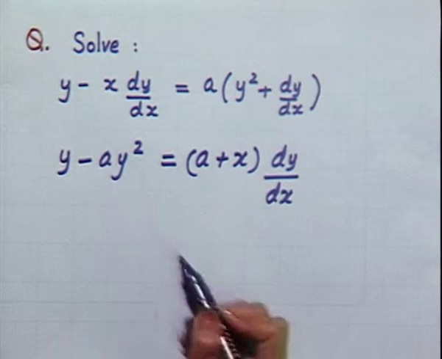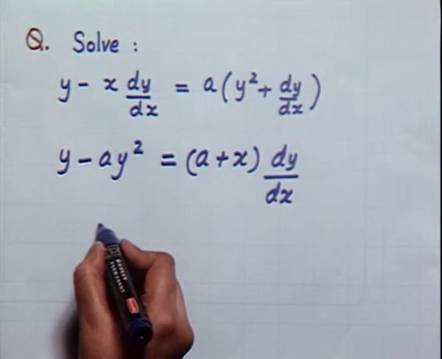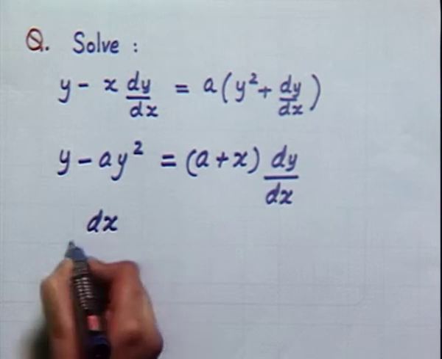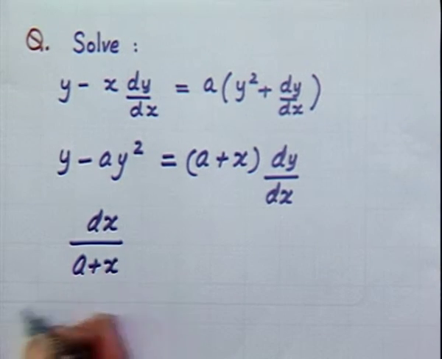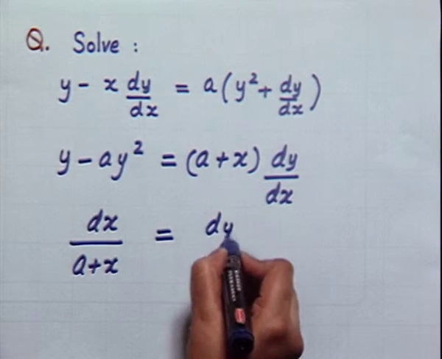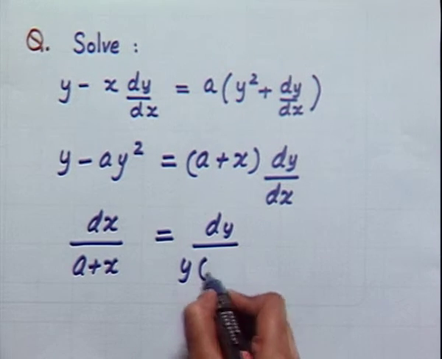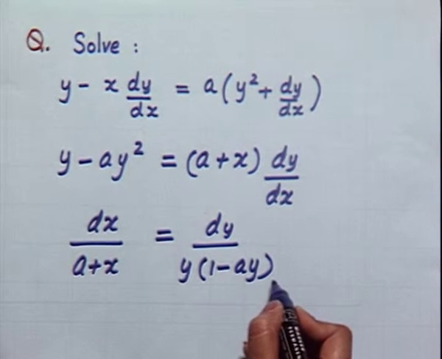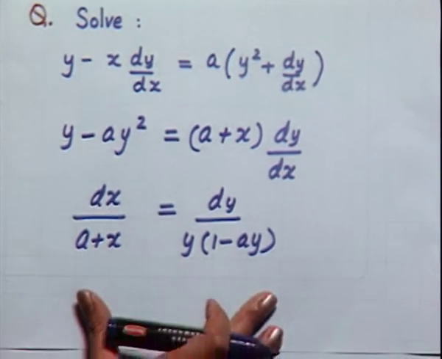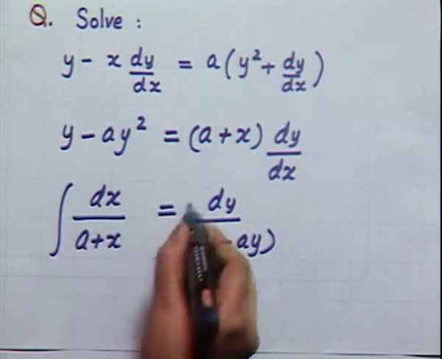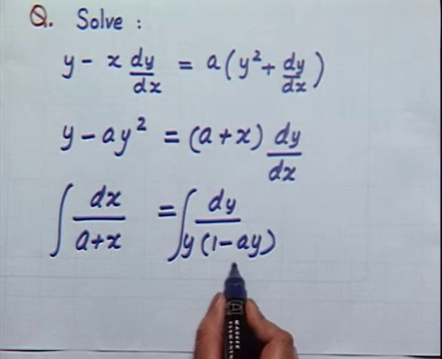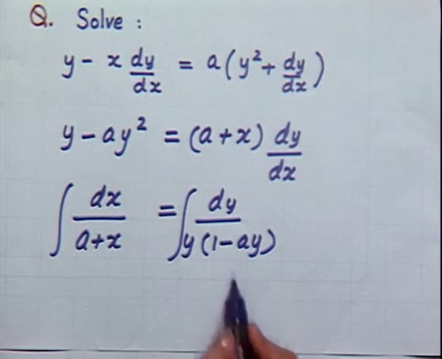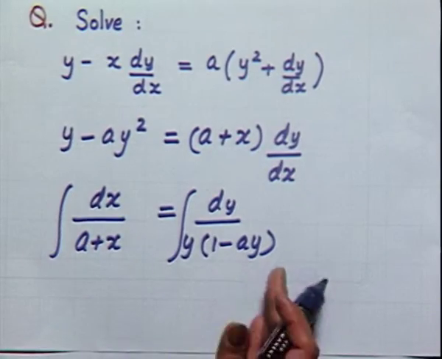So, the differential has to go up, and so rearranging the terms, can I write it as dx by a plus x equal to dy by y minus ay square, which can be written as y into 1 minus ay, and that is what we have to get. And now the process is simple. Integrate left hand side with respect to x, right hand side with respect to y. You can have it alternated. You can have x on the other side and y on the left hand side.